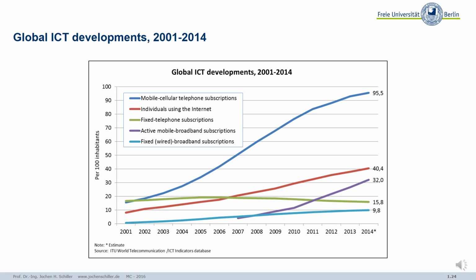And if you look at the global developments in information and communication technology, we see here in this almost lighter blue color, that's the fixed subscription, fixed broadband. At the same time, you see the upcoming mobile broadband subscription. So it took some years. It's now well, 3 times as many as the fixed subscriptions. And also the individuals using the internet increased. Mobile cellular telephone subscriptions, and this is always per 100 inhabitants.